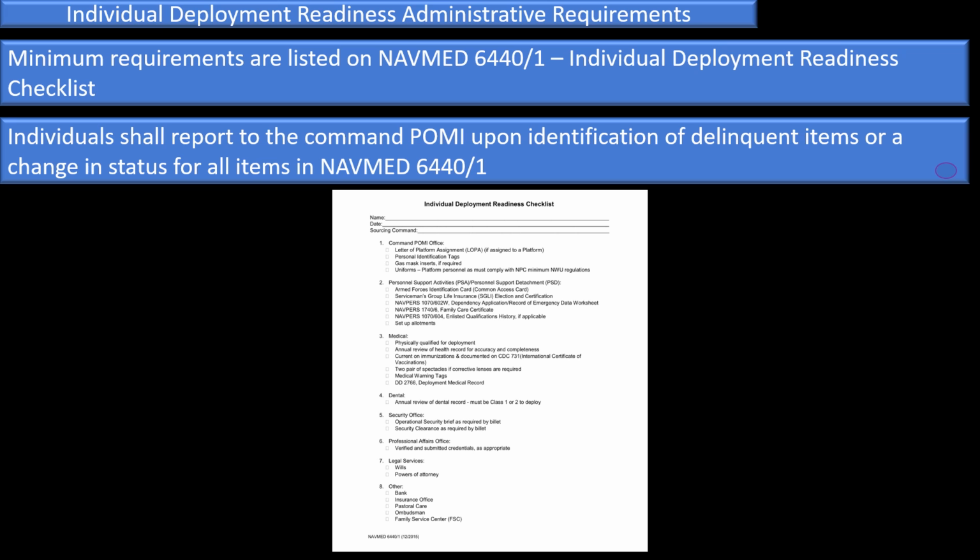When a member checks in to a BSO 18 activity, and they also potentially could be augmented, they have what we call an associated billet. They've got to get this done within 30 days, and then if anything changes on this, they've got to let the POMI know immediately, but at least within 48 hours, okay? So within 2 days, or as soon as possible. 6440-1, your individual deployment readiness checklist, got to get that done within 30 days of checking into command. Got to let the POMI know if anything changes on this.